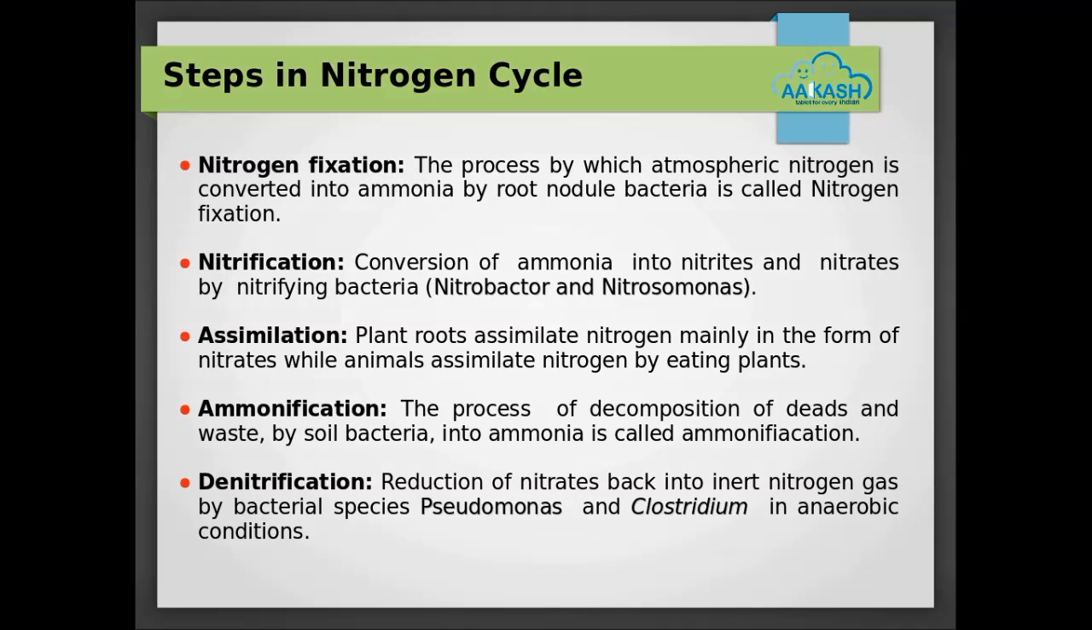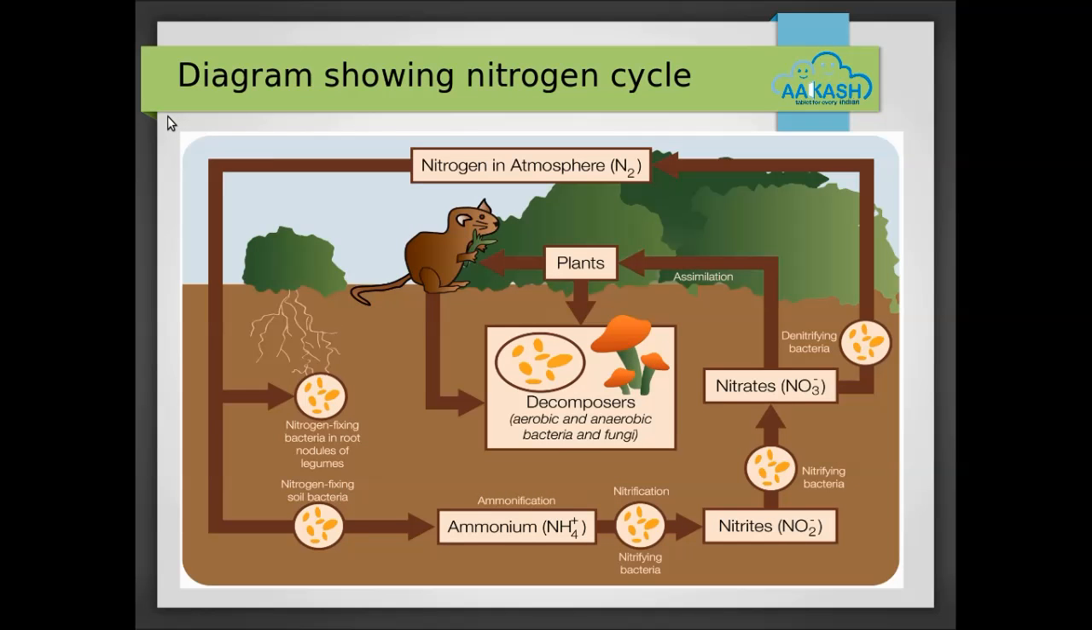Fourth, ammonification. Under this step, bacteria and fungi present in the environment decompose dead and waste products into ammonium and is called ammonification. Fifth, denitrification. The process of degradation of nitrates in the form of nitrogen by denitrifying bacteria like Pseudomonas and Clostridium is called denitrification. This is a diagram showing the nitrogen cycle.